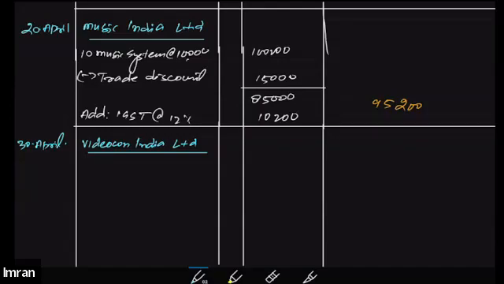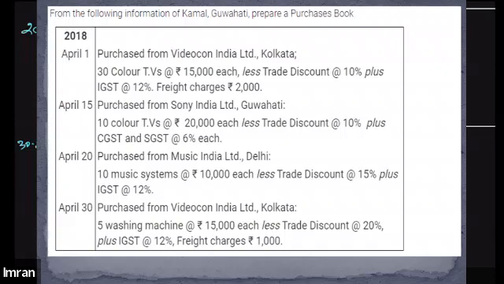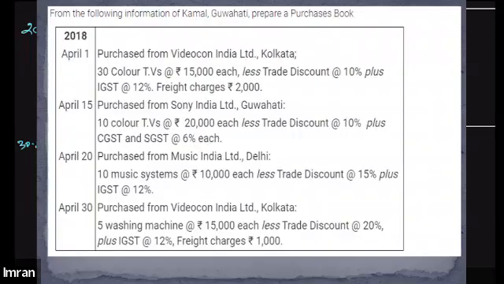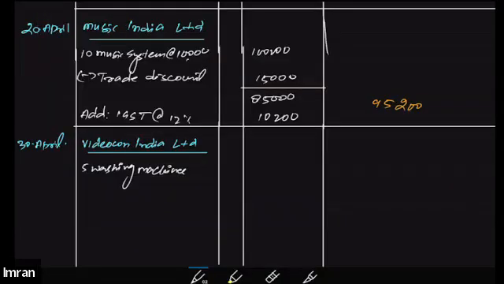Videocon India Limited, we bought 5 machines, 15,000 each. Five washing machines at the rate of 15,000 each. That means the total cost of the machines is 75,000.